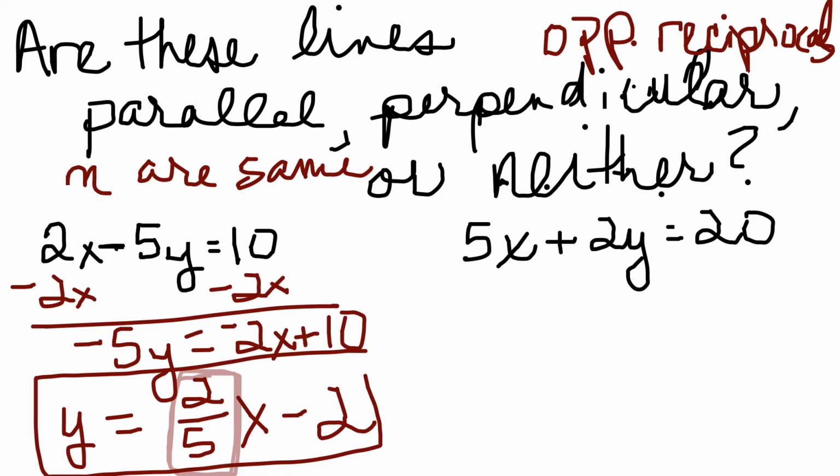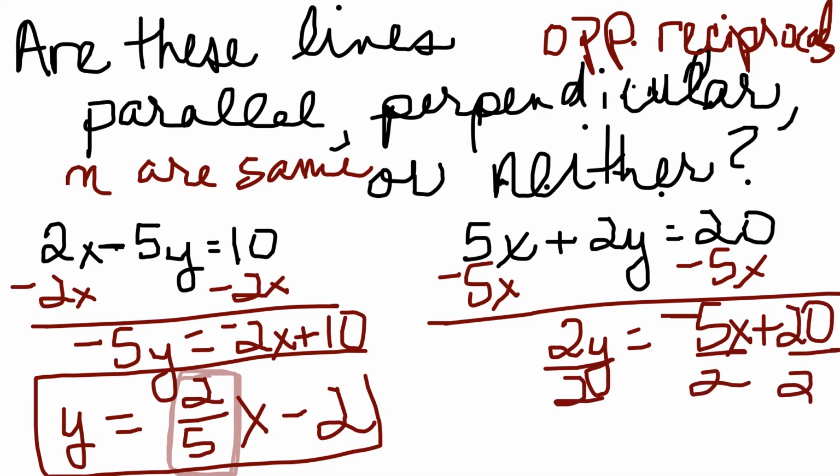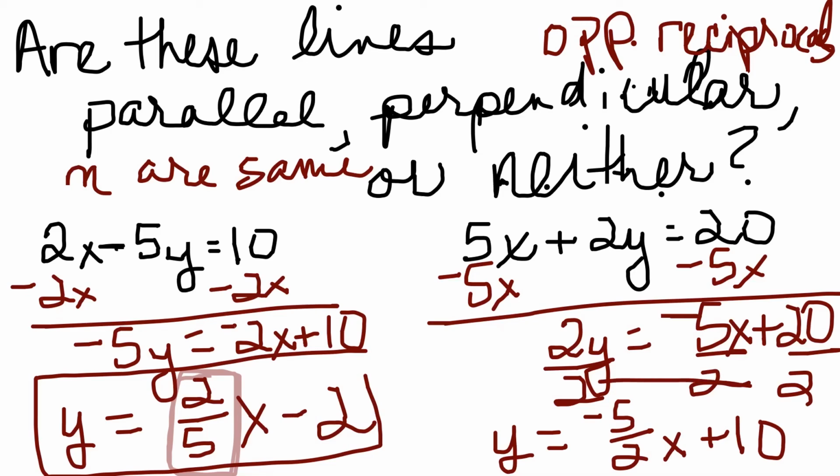All right, so let's go to this one. I'm going to subtract 5x. 2y equals -5x plus 20. Divide by 2, and I get y equals -5/2 x plus 10. I notice immediately that the y-intercepts are different. So I know that I'm not going to have to deal with the same line.